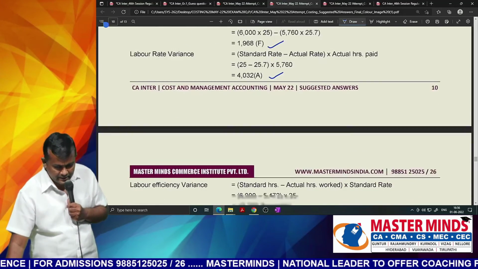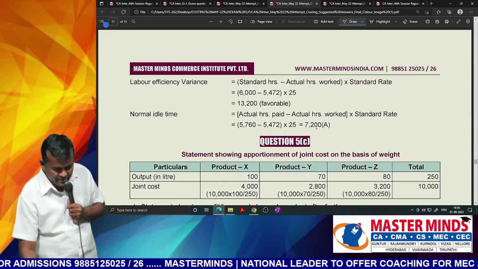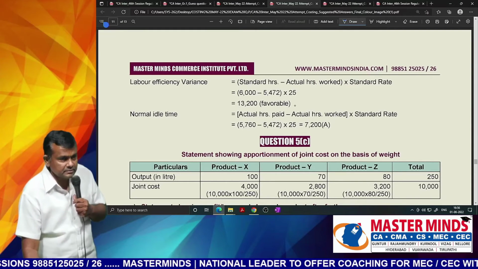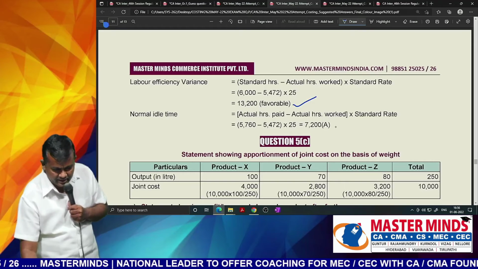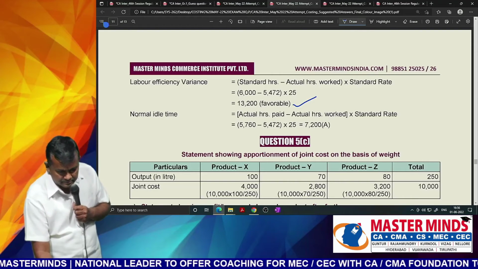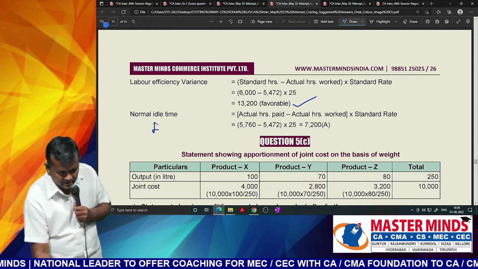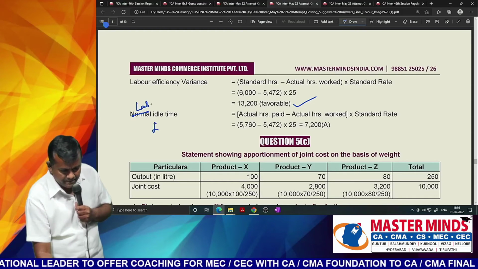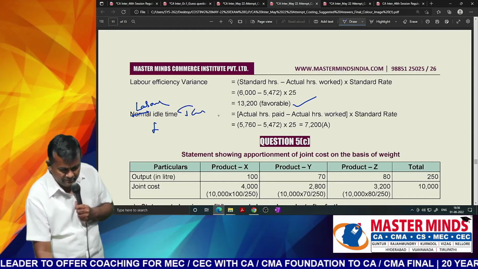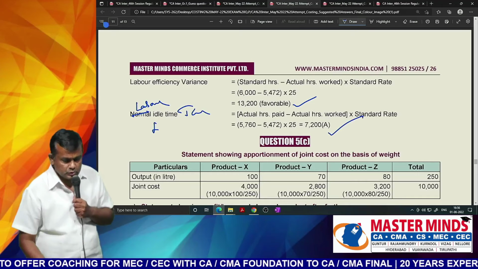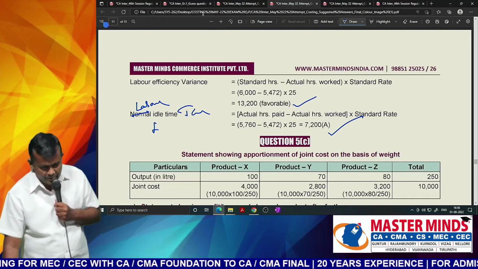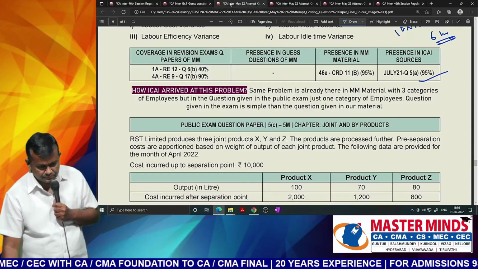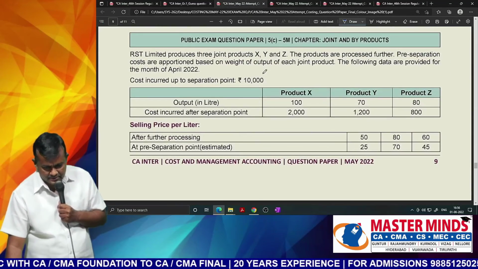Okay. Next, labor efficiency variance 13,200 favorable. Next, normal idle time variance. So that is the labor idle time variance, sir. Labor idle time variance equal to 7,200 adverse. So this is the 5B. Am I right?